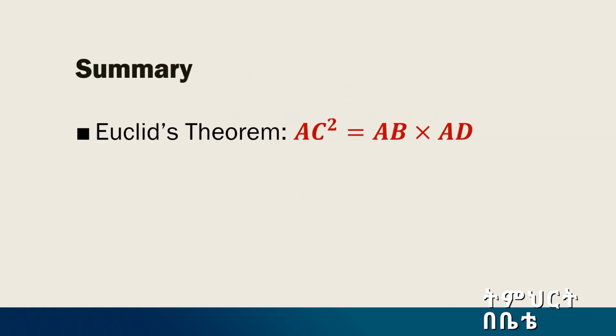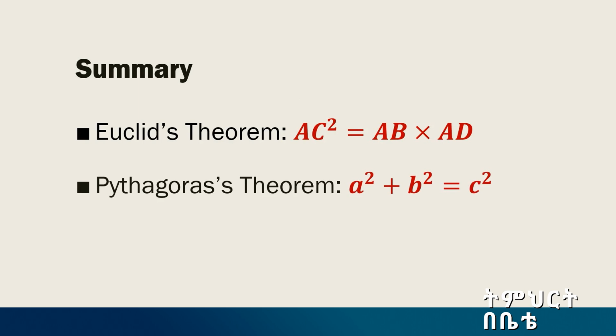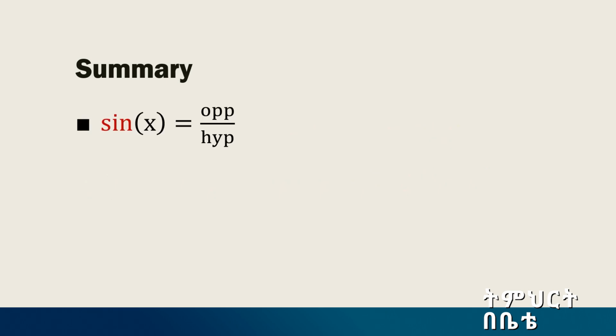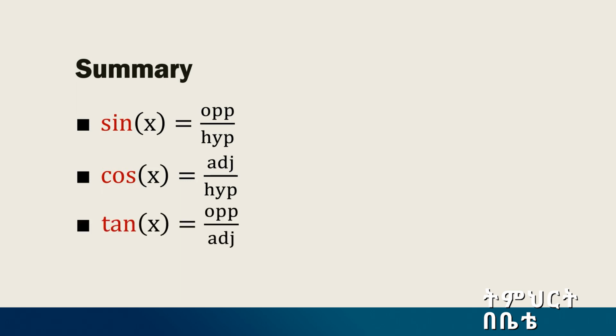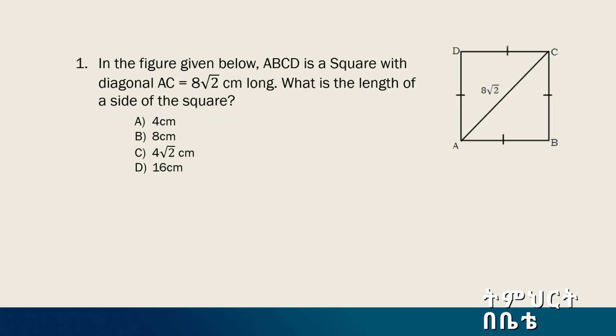A summary. Euclid's theorem says that AC squared equals AB times AD. Pythagoras' theorem says that a squared plus b squared equals c squared. Sine of x equals opposite over hypotenuse. Cos of x equals adjacent over hypotenuse. And tan of x equals opposite over adjacent. And now let's have a look at some review questions.